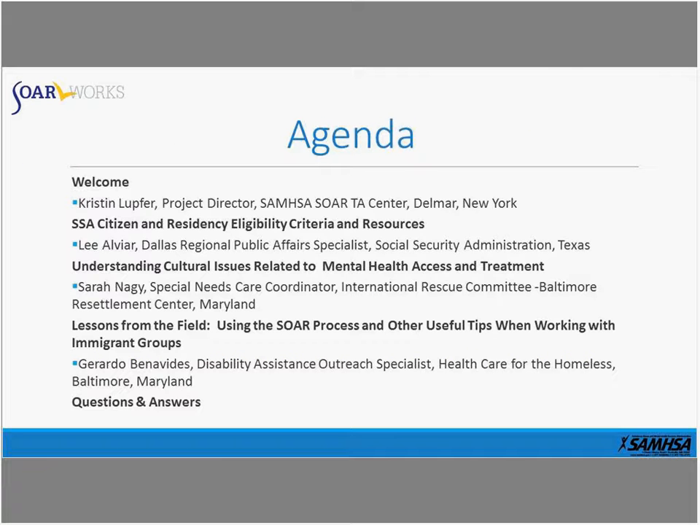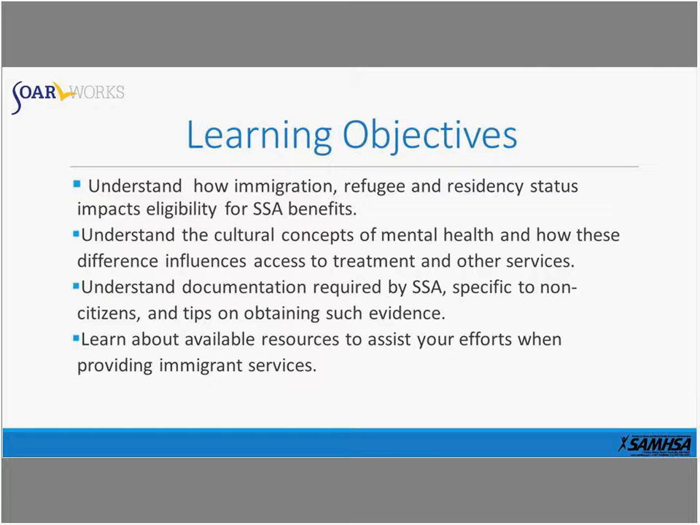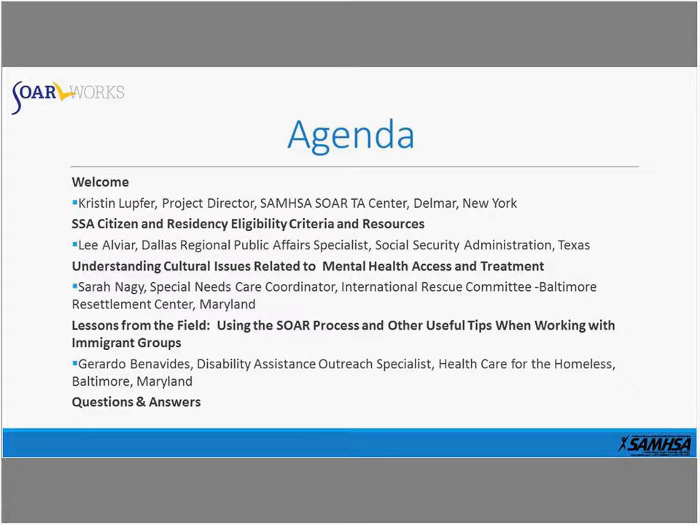So we'll briefly review our learning objectives for today's webinar. We hope that by the conclusion you'll understand a little bit better how immigration, refugee, and residency status impacts eligibility for SSA benefits, and also better understand the cultural concepts of mental health and how these differences influence access to treatment and other services. Understand the documentation required by SSA specific to non-citizens, and also tips on how to obtain this evidence, and then learn about some valuable resources out there to assist your efforts when providing immigrant services.